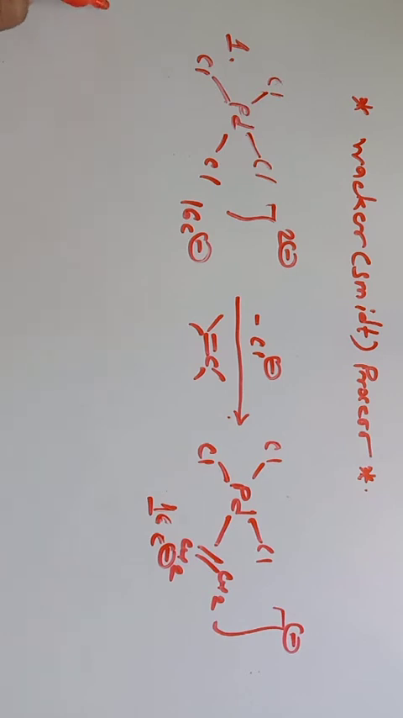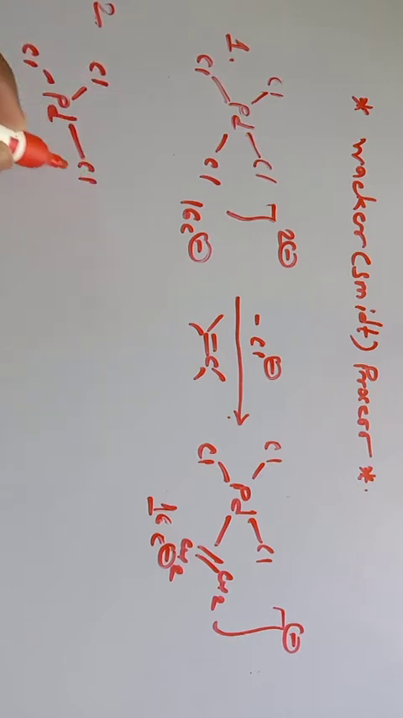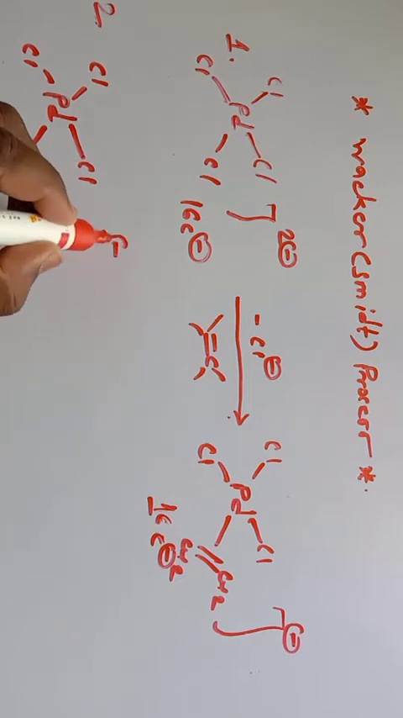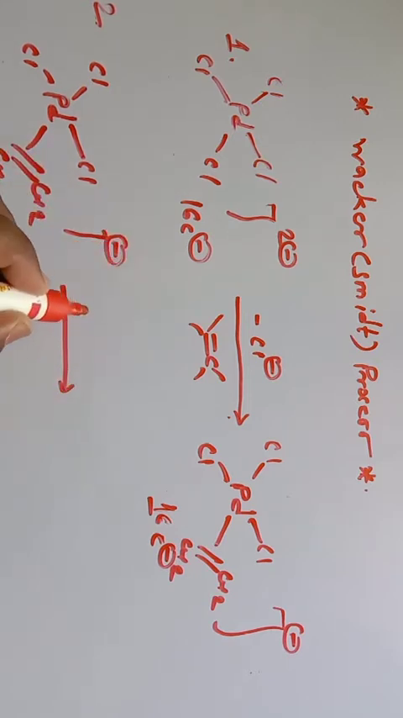Again, in the second step, one more chloride ion is removed from this 16 electron species which is formed, with the help of water. So in the second step, we have PdCl3 with the alkene, having a negative charge. Again there is a removal of Cl minus, so another Cl minus is removed with the help of a water molecule.